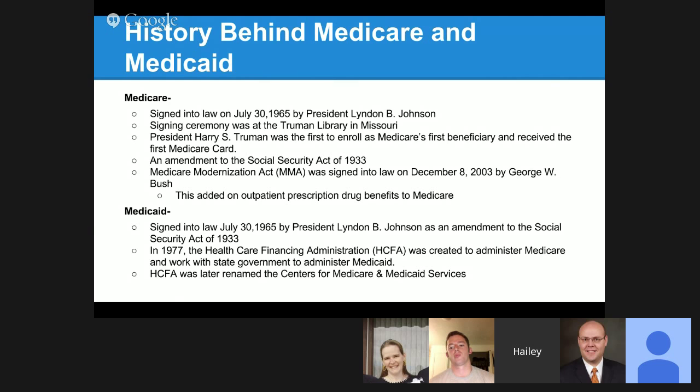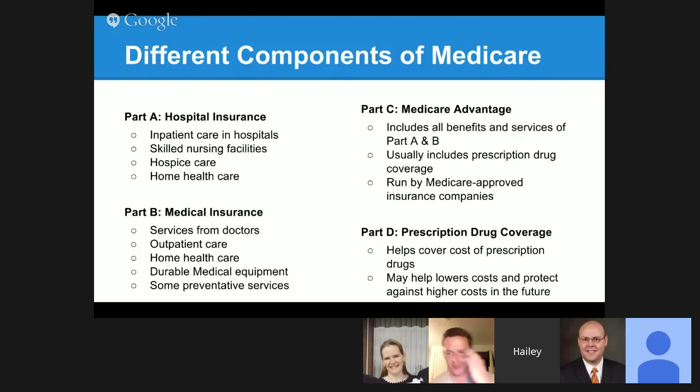Then in 1977, the Health Care Financing Administration was created to administer Medicare and work with state government to administer Medicaid. The HCFA was later renamed what it is today, which is the Centers for Medicare and Medicaid Services. So there are a couple different components of Medicare. There's Part A, B, C, and D.